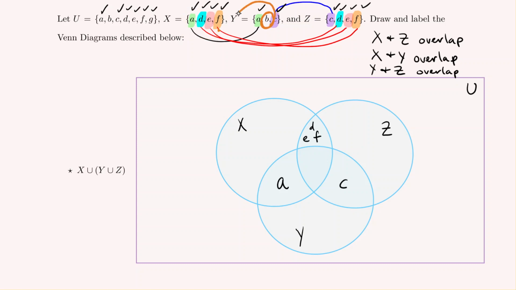B is supposed to be in the subset Y, but it's not shared with either X or Z, which means it needs to be in this section of Y, because this is a section of Y that is only elements of Y, not shared with subsets Z or X.